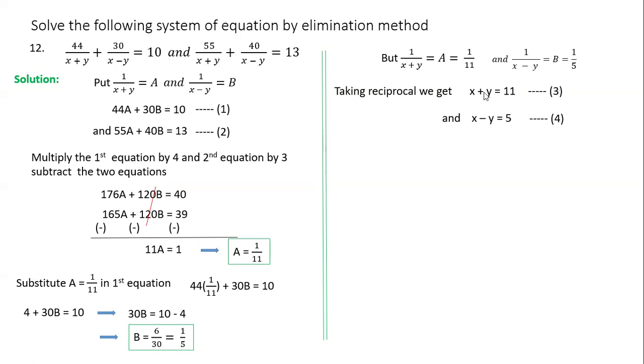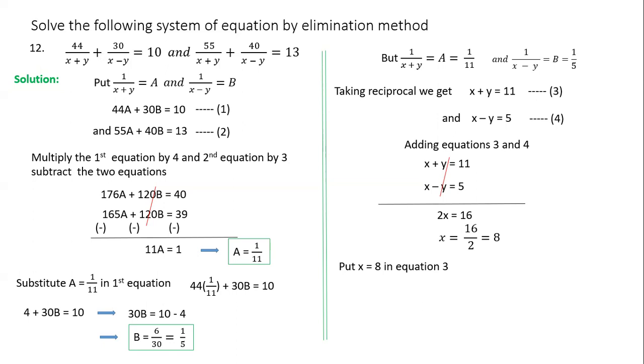Now x plus y is 11, x minus y is 5, one positive, one negative. So adding the two, adding equations 3 and 4: x plus y is 11, x minus y is 5. Adding cancels, 2x is 16, x is equal to 16 divided by 2 is 8. Put x is equal to 8 in the third equation. x plus y is equal to 11, 8 plus y is equal to 11, y is equal to 11 minus 8 is 3. So x is equal to 8 and y is equal to 3.